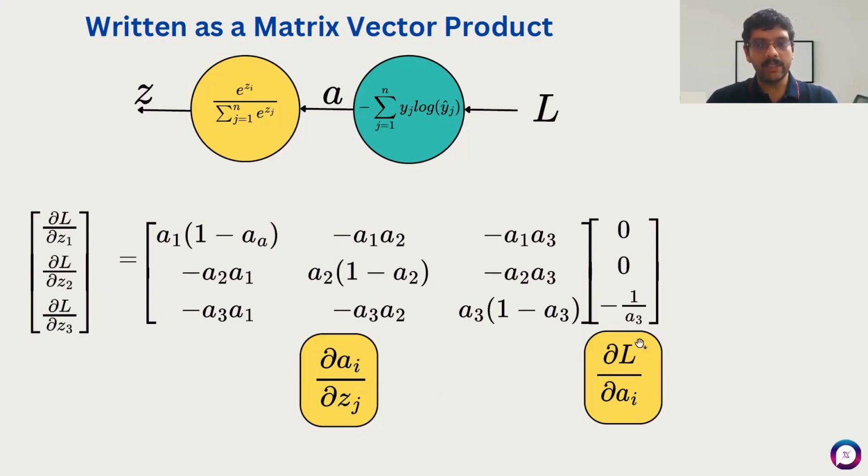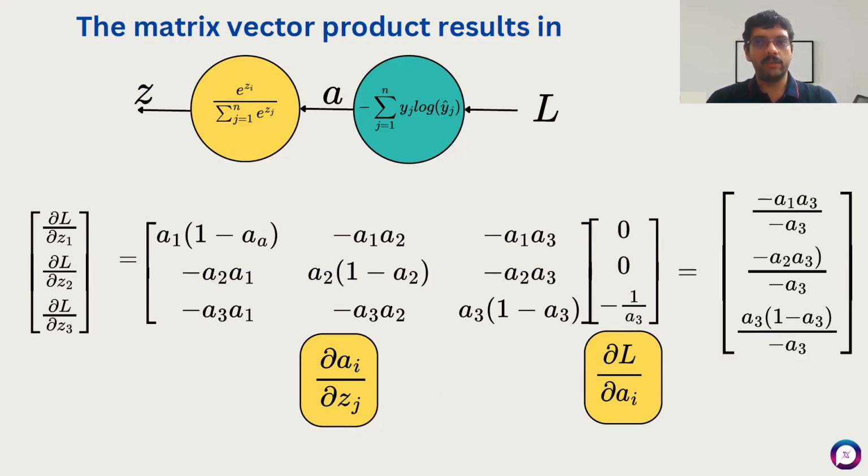I've just used the fact that A1, A2, and A3 are the outputs of the softmax, right? So if you do this multiplication, what do you get? If you multiply this with this, these two terms are multiplied by 0, you get minus A1 A3 by A3. This again, 0, minus A2 A3 by A3. And then here, these go to 0, and you get A3 (1 minus A3) by A3, and there's a minus. And that's the sensitivity. So that is basically dou L, dou Z, right?